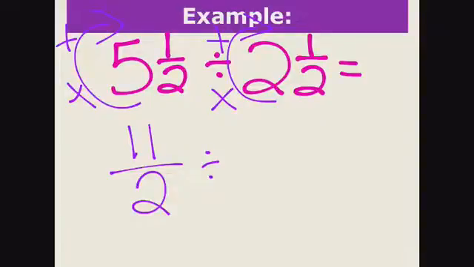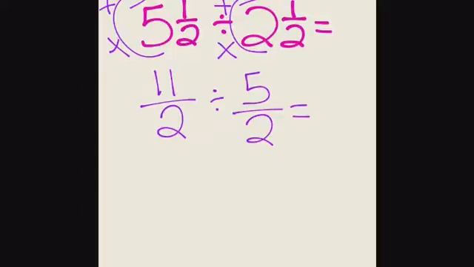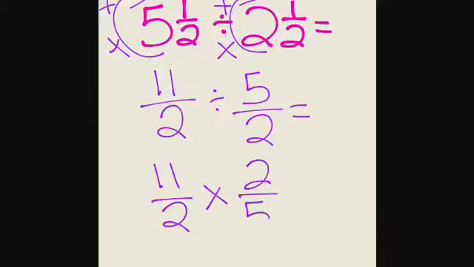Okay, 2 and 1/2, we're going to start with 2 times 2 is 4. 4 plus 1 is 5. Denominator stays the same at 2. Okay, now we're going to do the step where we change this to multiplication. 11/2 stays the same, times the reciprocal of 5/2, which is 2/5.